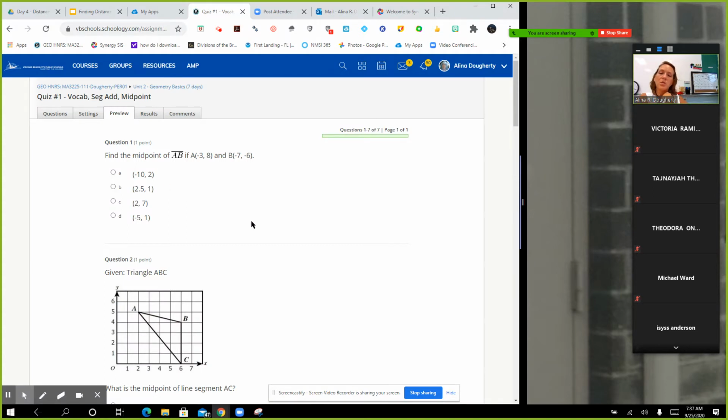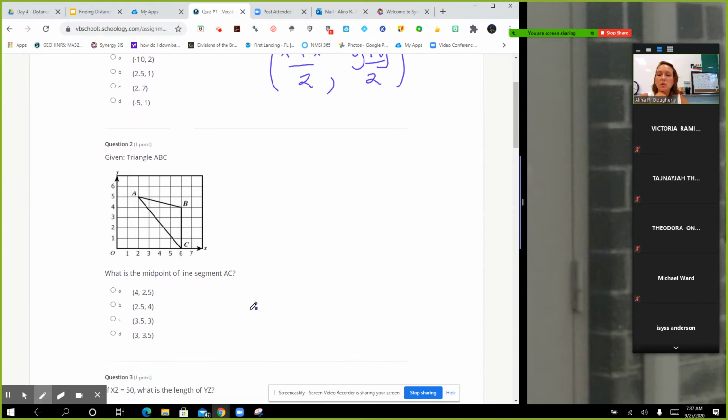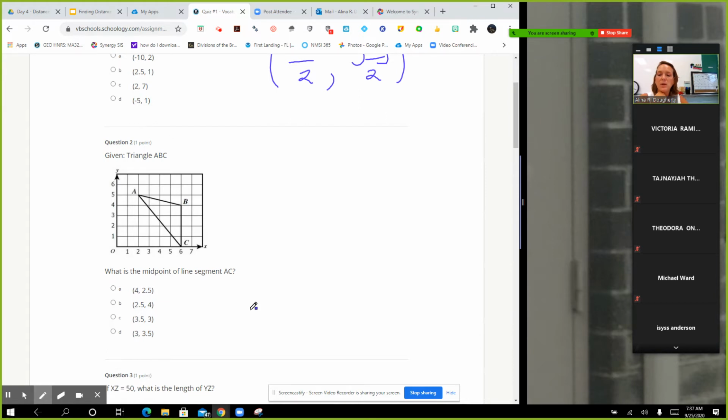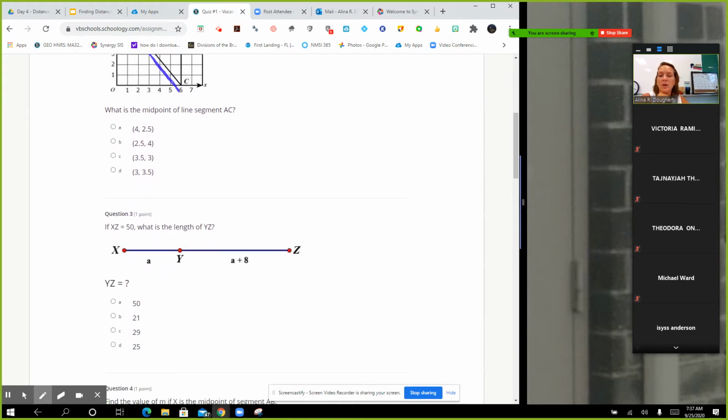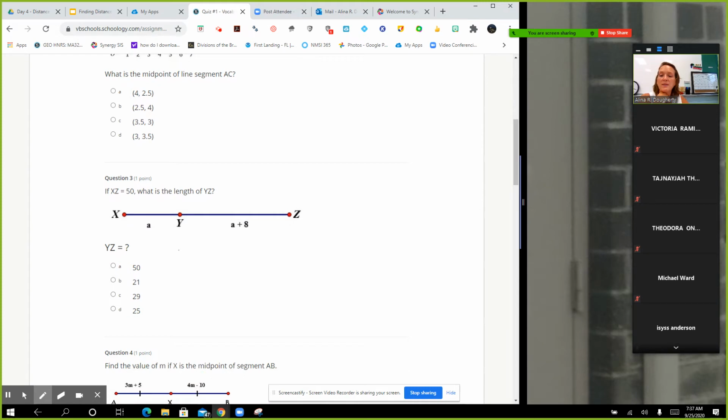All right. So we can find the midpoint, right? That's the first question. Make sure you do that x plus x divided by 2, comma, y plus y divided by 2. That's your formula. Number 2, probably the same thing. What is the midpoint of AC? So here, make sure you're finding the midpoint of the right line. Same formula. Number 3, if XZ is 50, so that's that whole distance, then what is the length of YZ?